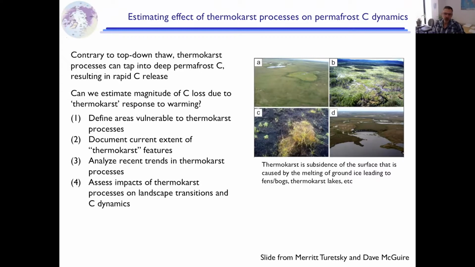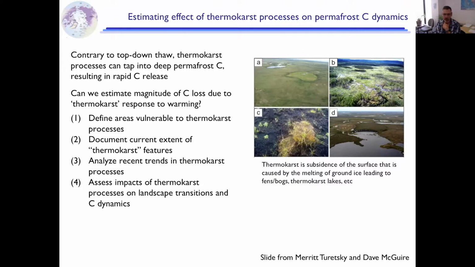And so this is what we're calling in the community a pulse response. And contrary to the top-down thaw where the active layer is deepening and carbon is just being exposed, thermokarst processes can quite quickly tap into deep permafrost carbon, potentially resulting in rapid carbon release. And so currently, or up until very recently, we had no estimate of the magnitude of this loss. Is this something that's going to be essentially negligible on the Pan-Arctic scale, or is this something that we need to consider as an important additional feedback?